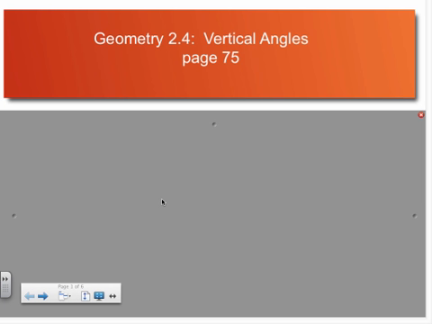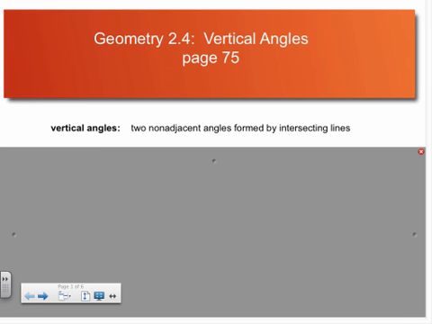Anytime two lines intersect, they make four angles. Mathematicians have learned that there are two special types of angle pairs at each of those intersections, and the relationships between those angles are always the same. Vertical angles are the two non-adjacent angles formed by intersecting lines. Simple, right? Well, maybe not. Let's look at that definition.